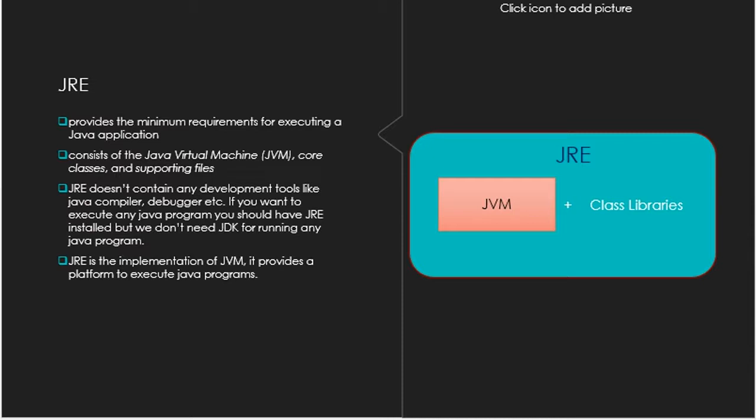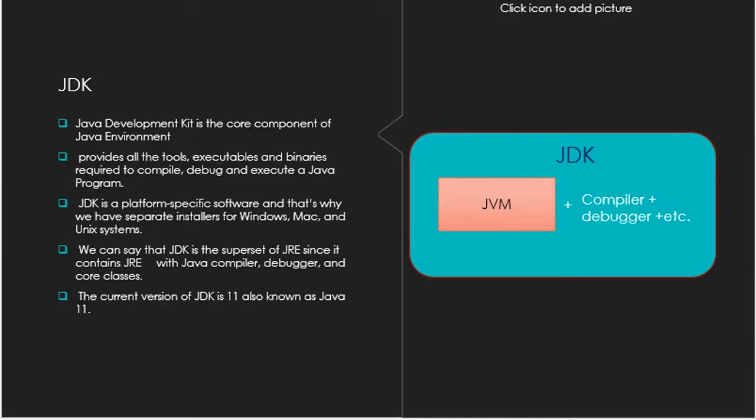So JRE doesn't require any development tool like Java compiler, debugger, error checker. It just provides the environment to execute that particular program, including the JVM, class libraries, supporting files, etc. JRE is the implementation of JVM, so it provides a platform to execute Java programs.